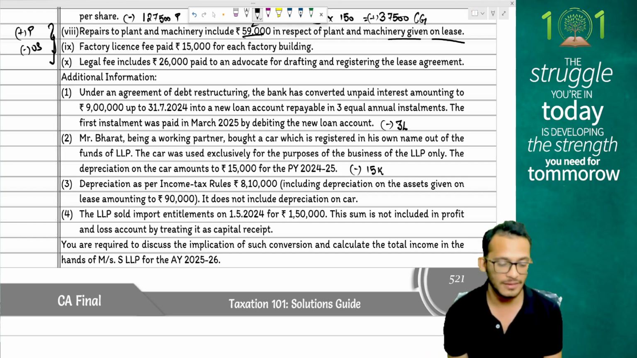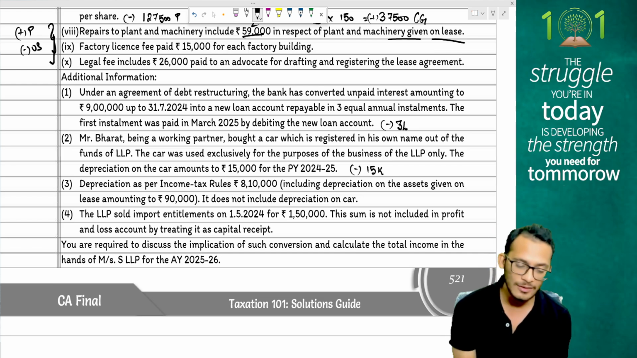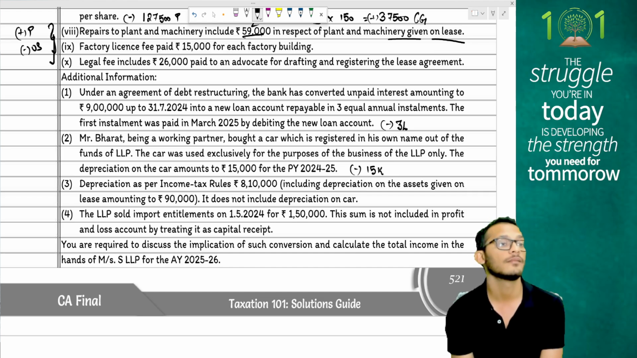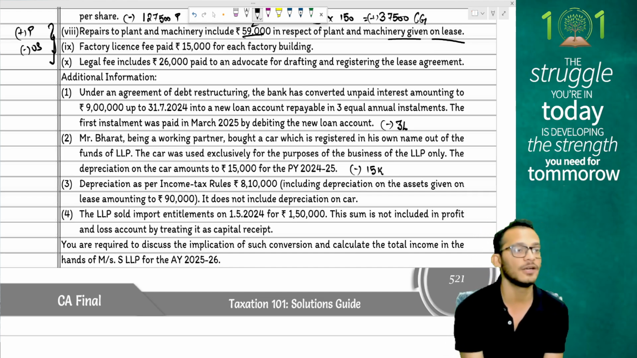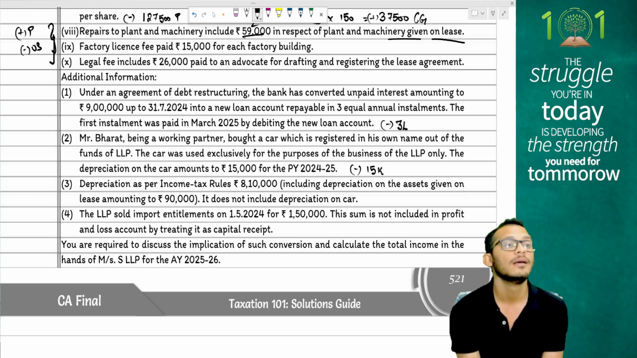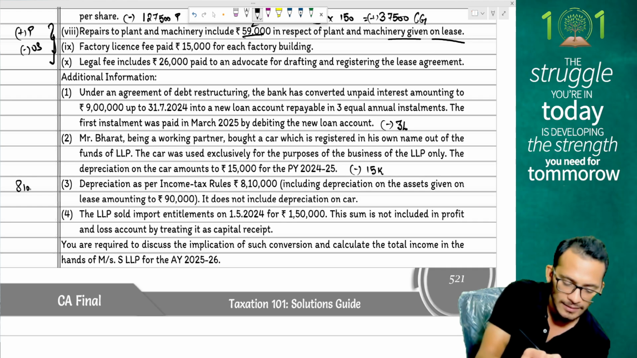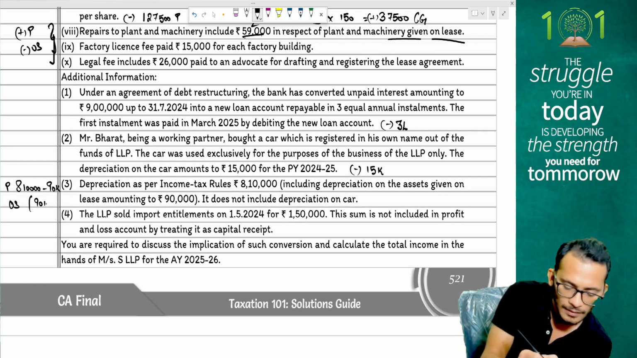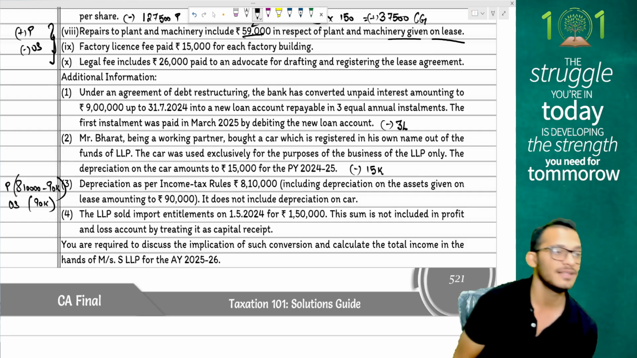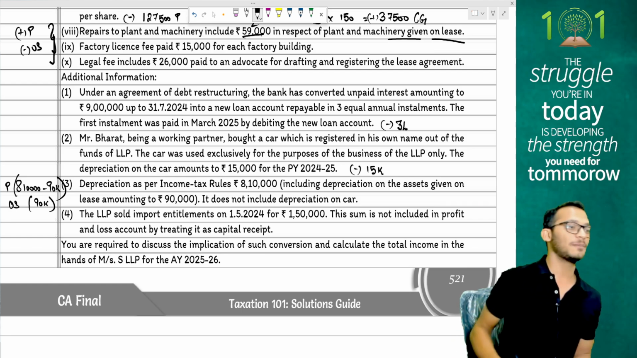Next, depreciation as per income tax rules is 8,10,000, including the depreciation on assets given on lease of 90,000 rupees. It does not include depreciation on the car. People, I have a problem here. The depreciation on assets given on lease cannot be claimed under PGBP, it should be claimed under IFOS. So what will I do? I'll take 8,10,000 minus 90,000 under PGBP, and under OS I'll claim 90,000. I think I asked this question very long back to you people. Can you claim depreciation under OS?